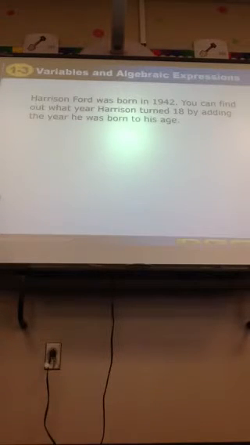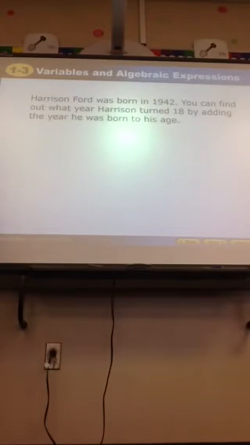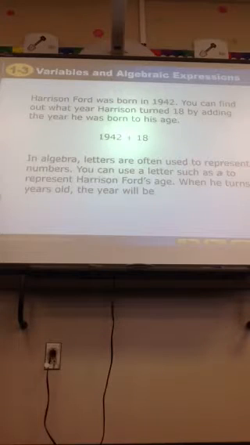We're going to start out with an example. Some of you may know Harrison Ford as Indiana Jones, and I don't know that you knew that he was born in 1942. You can find out what year Harrison turned 18 by adding the year he was born to his age. So if we added 18 to 1942, see if you can get that mentally, what year would he be 18?